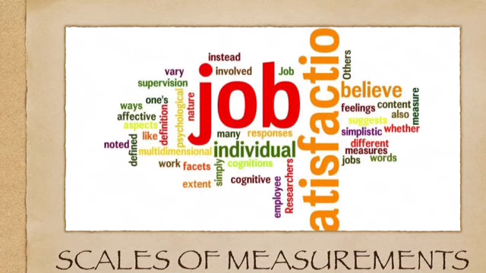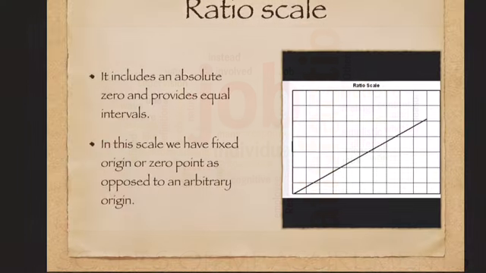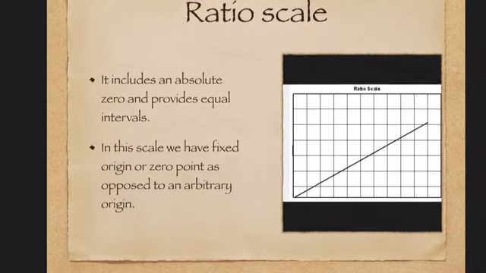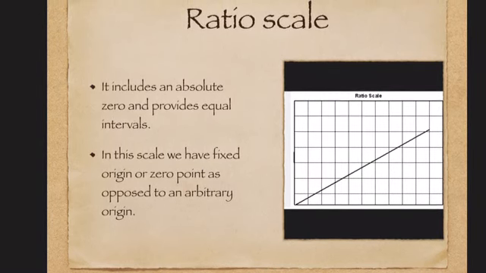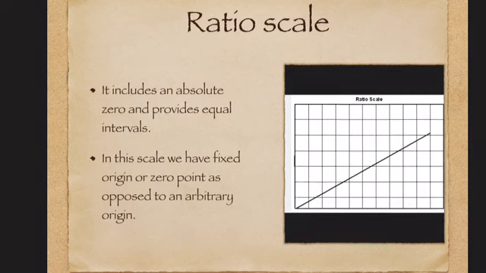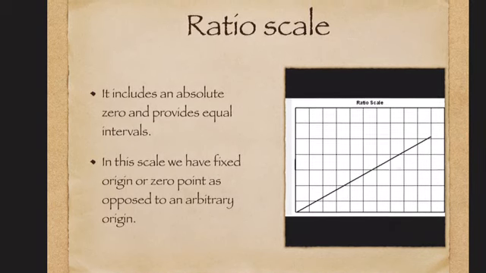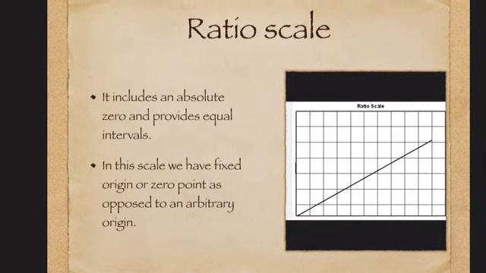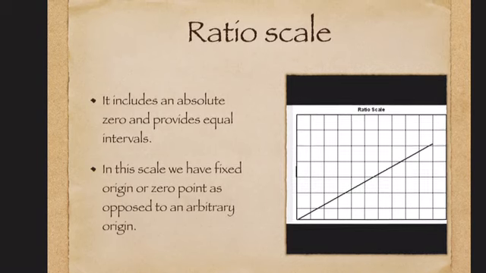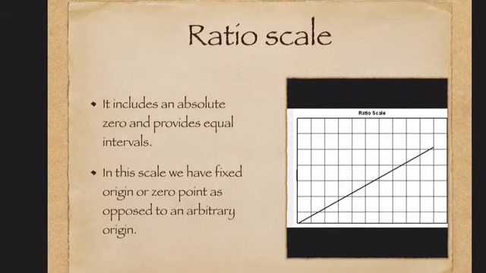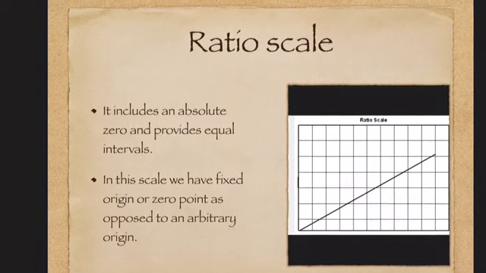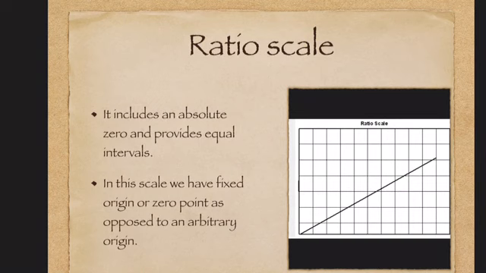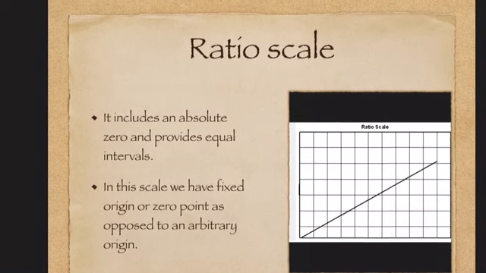Scales of measurements in the correlational research. The three main scales of measurements are ratio scale, ordinal, and nominal scale. We're going to start with the first one, ratio scale. This scale includes an absolute zero and provides equal intervals. In this scale, we have a fixed origin or zero point as opposed to an arbitrary origin.